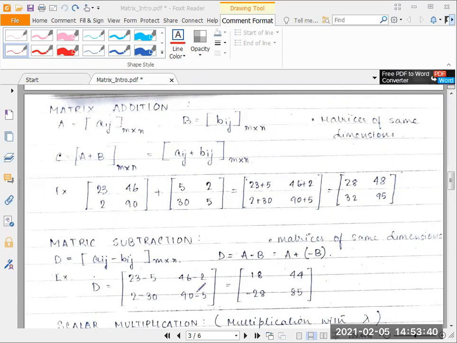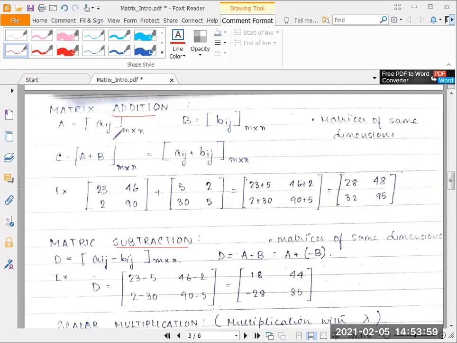So there are two different types of multiplication in matrix algebra, one is scalar multiplication and the other is matrix multiplication, and we will be looking into that in detail. But let's first start with the easier one. So that's addition and subtraction. So what do we mean by matrix addition?